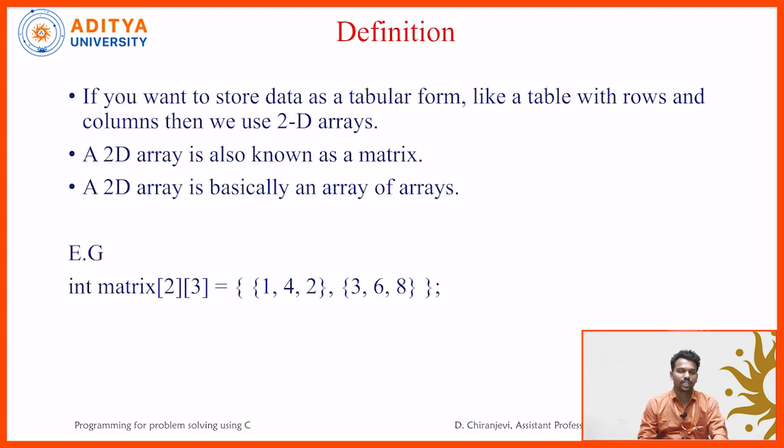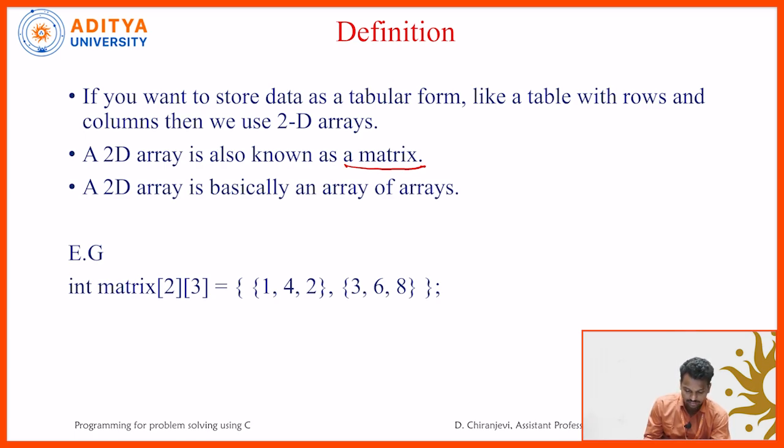So now let's understand what a two-dimensional array is first. You can simply say a two-dimensional array contains rows and columns, so we can also call it a matrix. Generally, a two-dimensional array looks like a table, that's why it has rows and columns, so it is also known as a matrix. You can also define a 2D array as basically an array of arrays. In that way also we can define it.